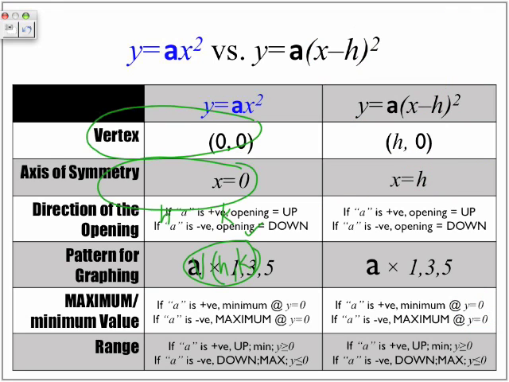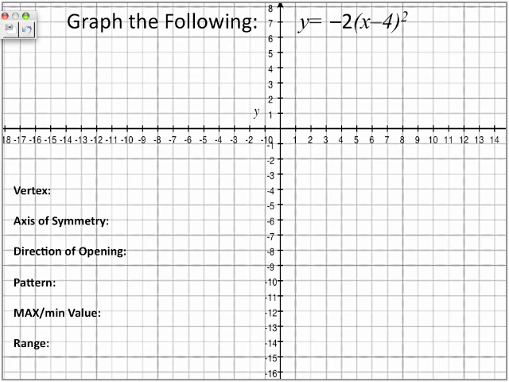Let's take a moment and graph the following. So take a moment with the information that you've learned in this video. Try finding the vertex, axis of symmetry, direction of the opening, pattern, maximum or minimum value and where it's at, as well as the range. So take a moment, pause the podcast, and complete the following, including graphing it. Welcome back. So let's take the information now that we have from here and from what we've learned.